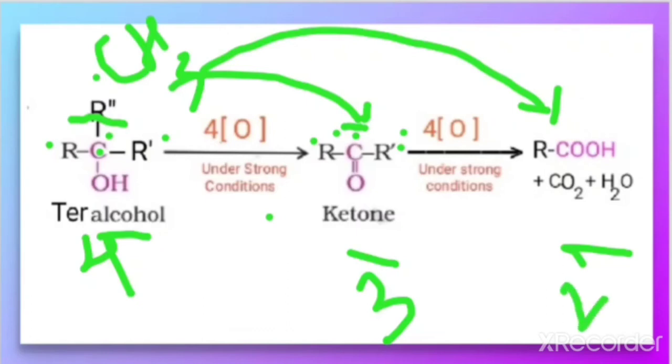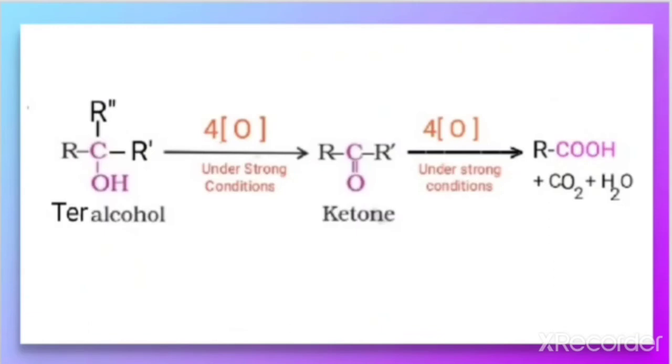So during the oxidation of a tertiary alcohol under strong conditions and elevated temperature, the products obtained are a ketone and an acid, and they have fewer carbons than the tertiary alcohol, because there is a cleavage of the C-C bond, and the cleavage of the C-C bond takes place only under strong conditions. So in oxidation under strong conditions, the C-C bond cleavage takes place.